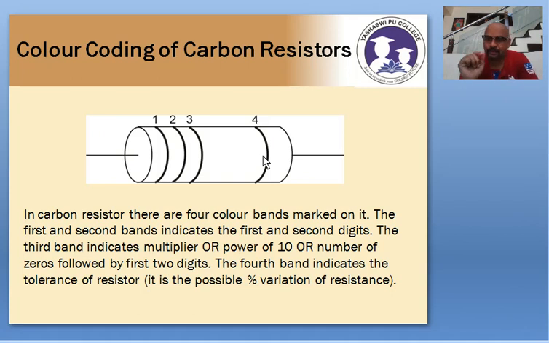This first ring represents the first digit. Second ring represents the second digit. The third ring represents the multiplier of 10. And the fourth ring represents the tolerance. Multiplier of 10 and tolerance. So that is how it is. To understand that very clearly, look at this slide here.